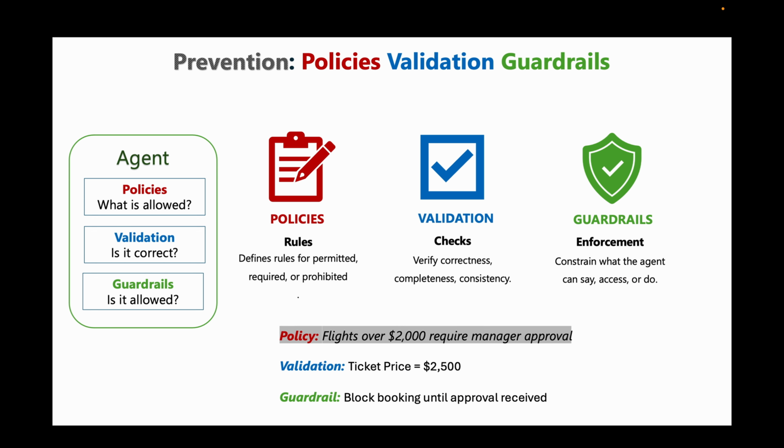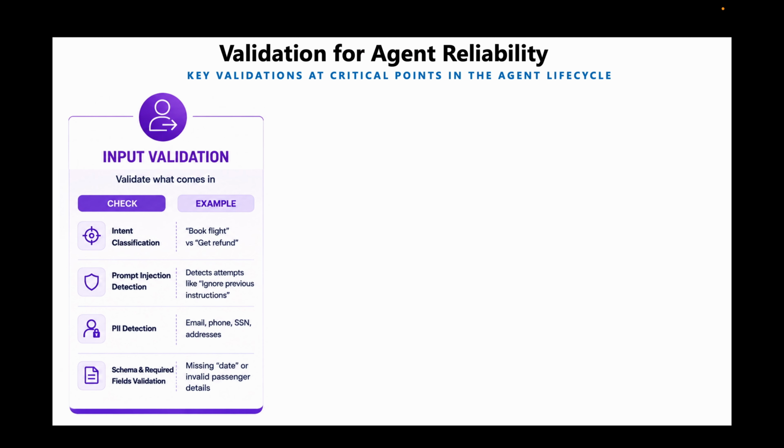Based on policies and validation results, guardrails actively constrain agents' access, its action, and its response. For example, for a travel booking agent, the policy states that flights over $2,000 require manager approval. Validation checks that ticket costs $2,500 and therefore guardrails block the booking until required approval is received. So, a useful way to remember this is policies define the rules, validation checks the facts, and guardrails enforce the outcome. Now, let us look at various categories of validation controls that can be applied throughout the agent lifecycle.